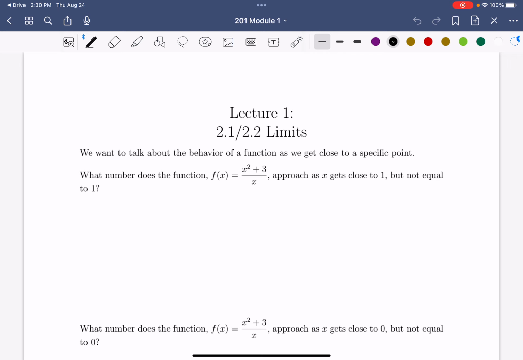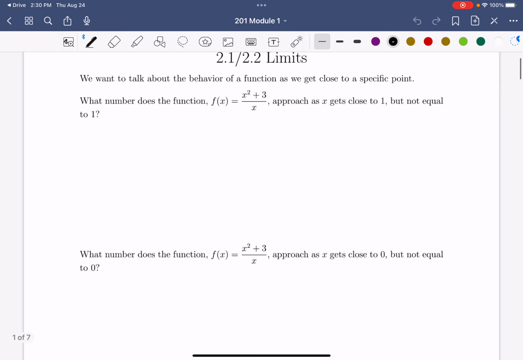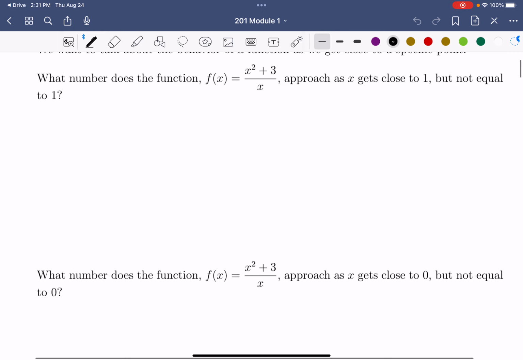So as we get close, if we're on a function and we get close to a particular x value, I want to know what the y value is approaching. Okay, and so that's what we're looking for here. We're saying, what does the y value approach, or what does the function approach, right? The function represents the y value as the x value gets close to a particular number. So let's take a look at this example.